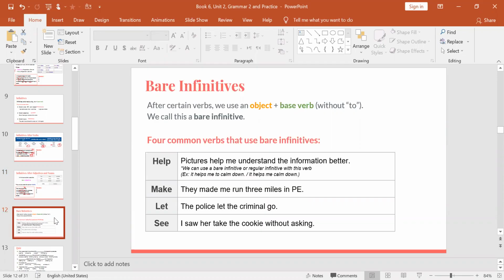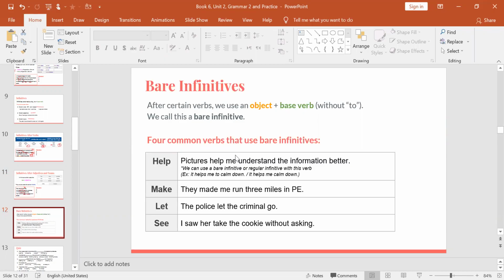The bare infinitive. So here's a little bit of an exception. We call it the bare infinitive. After certain verbs, we use an object plus the base verb without the to, and we call this the bare infinitive. And so pictures help me to understand the information better. So we can use the bare infinitive or the regular infinitive with this verb. It helps me to calm down. It helps me calm down.